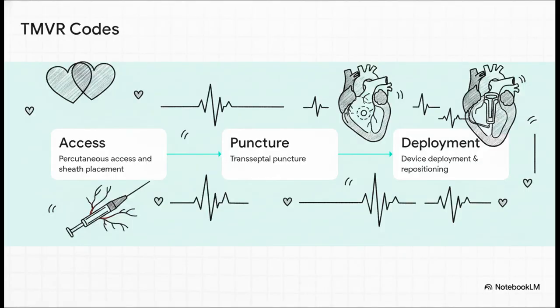For TMVR, transcatheter mitral valve repair, we are looking at code 33418 for the initial prosthesis and 33419 for any additional devices placed during that same session. What I really want you to notice here is step 2, the transseptal puncture. Just like the TAVR codes, TMVR codes bundle the heavy lifting. That includes access, sheath placement, and that crucial transseptal puncture required to reach the left side of the heart.